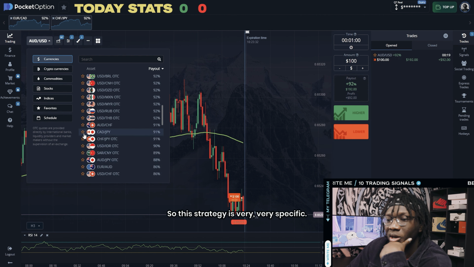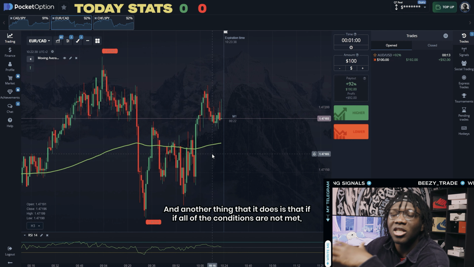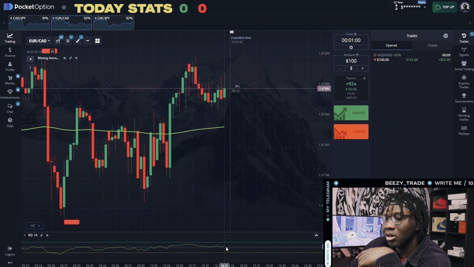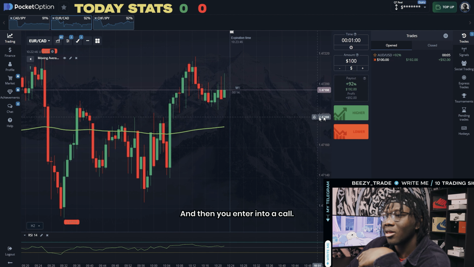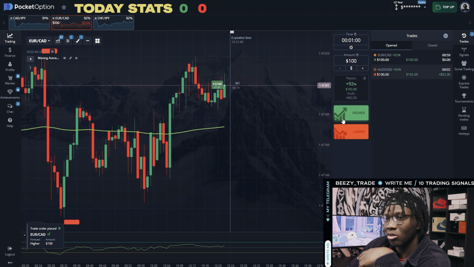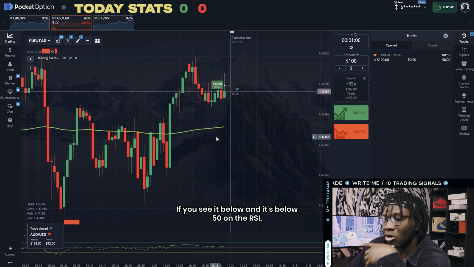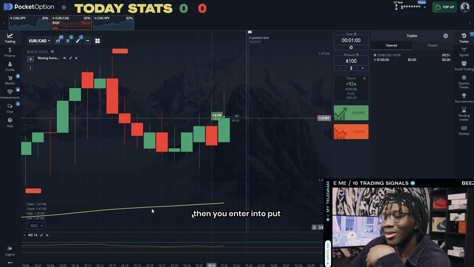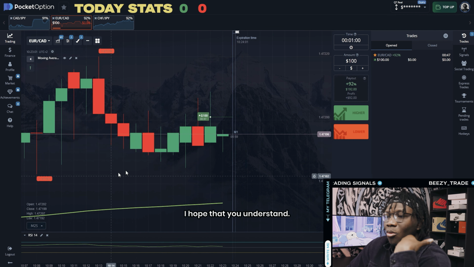So this strategy is very, very specific. And another thing that it does is that if all of the conditions are not met, it doesn't enter. So for example, you have to see that RSI is over 50 and it's over the 200 EMA, and then you enter into a call. That's kind of how it works, right? If you see it below the 200 EMA and it's below 50 on the RSI, then you enter into a put. I hope that you understand.